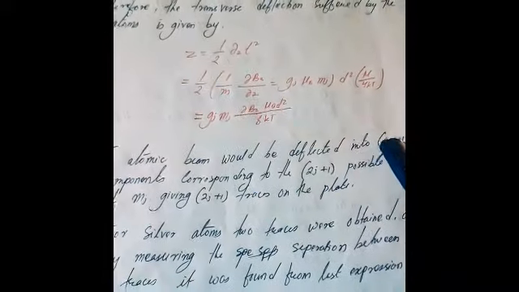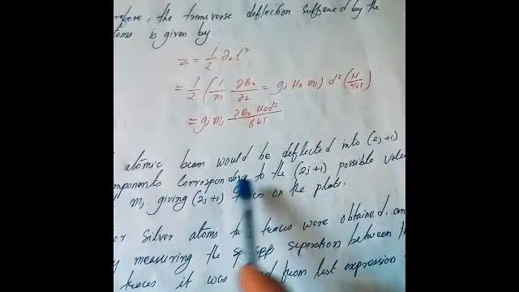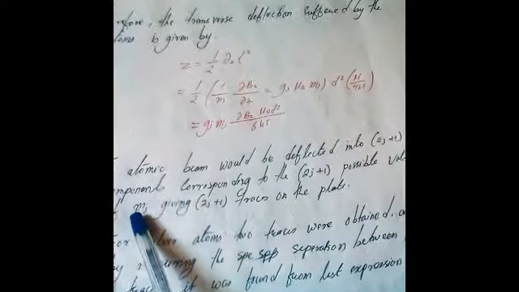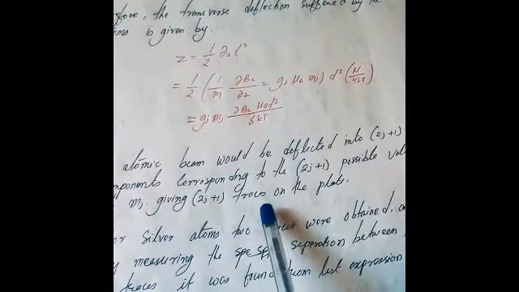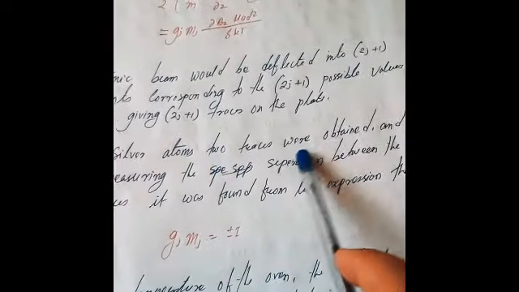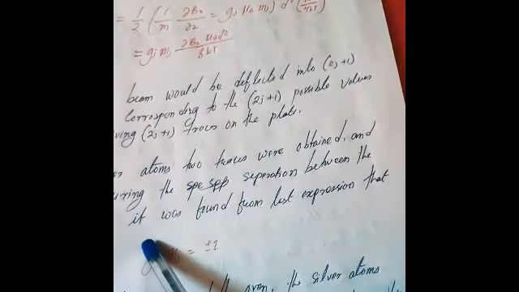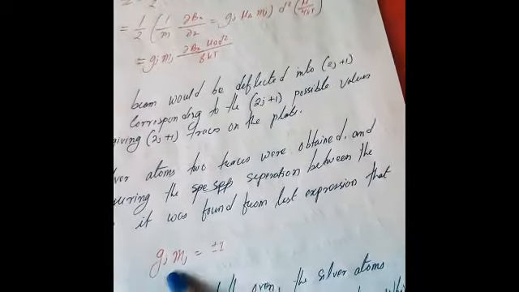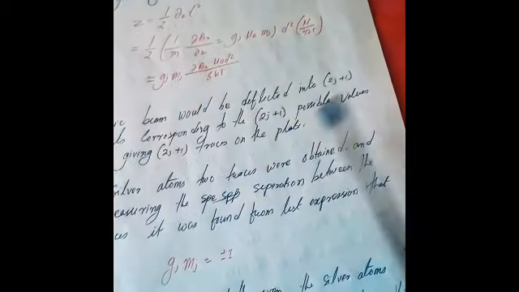The atomic beam would be deflected into 2J plus 1 components corresponding to the 2J plus 1 possible values of m_J, giving 2J plus 1 tracks on the plate. For silver atom, two tracks were obtained, and by measuring the separations between the tracks, it was found from the last expression that g_J m_J equals plus minus 1.